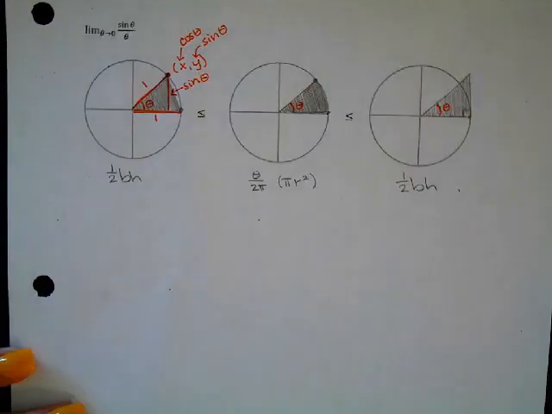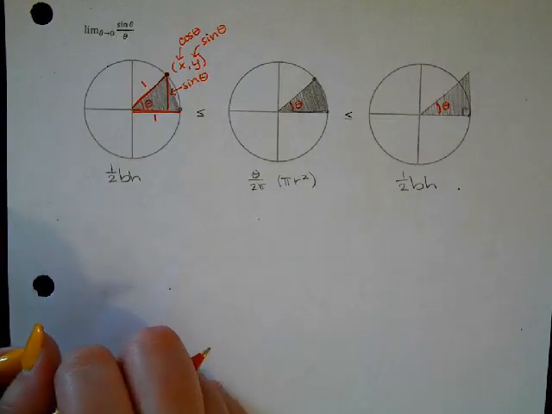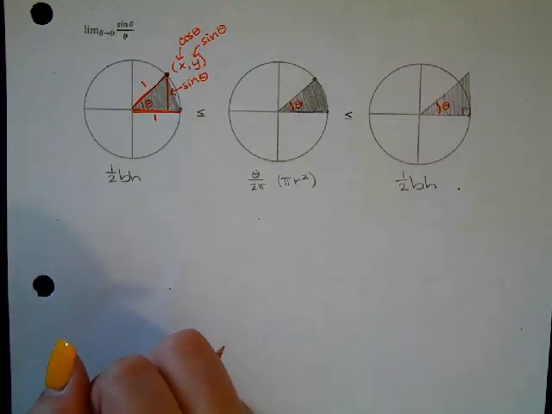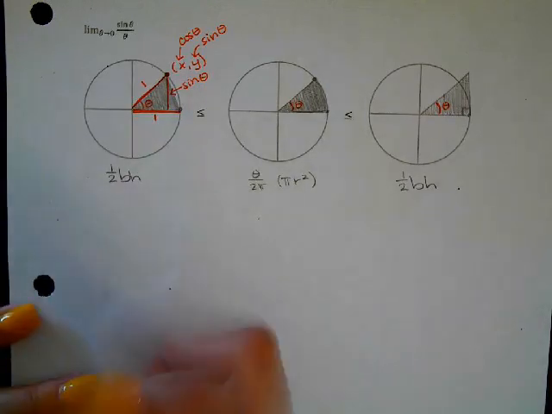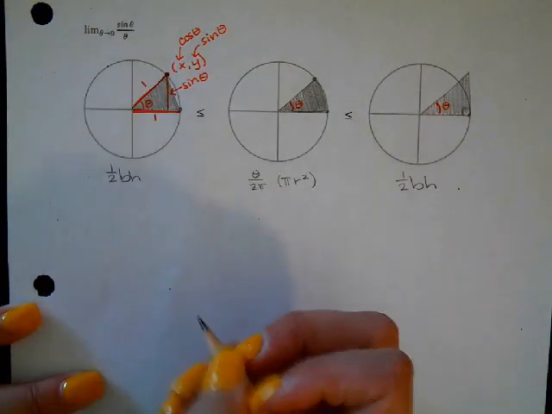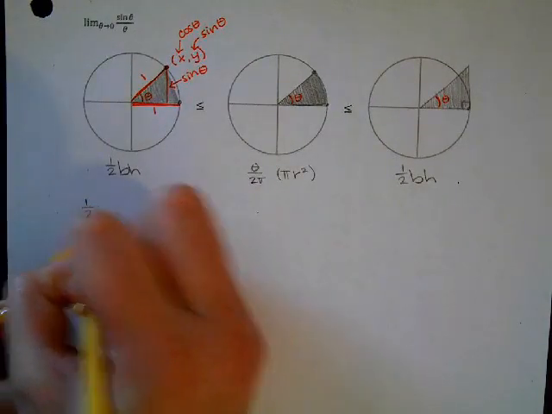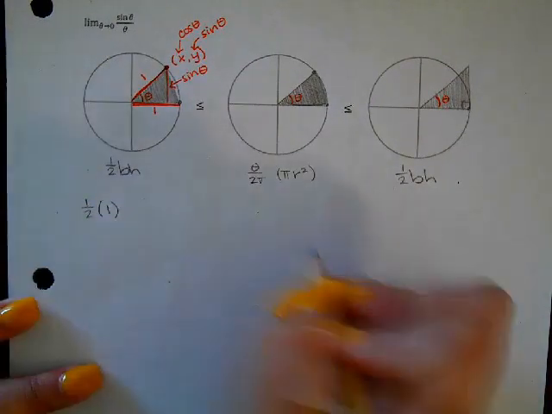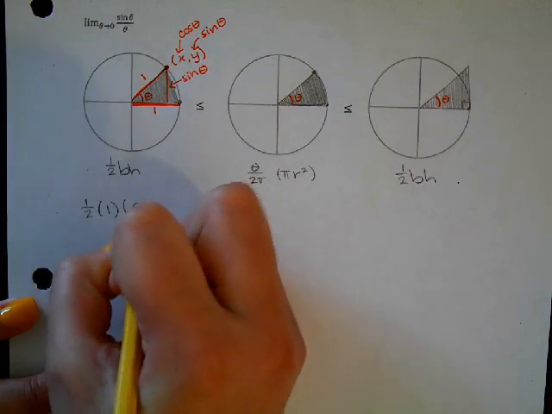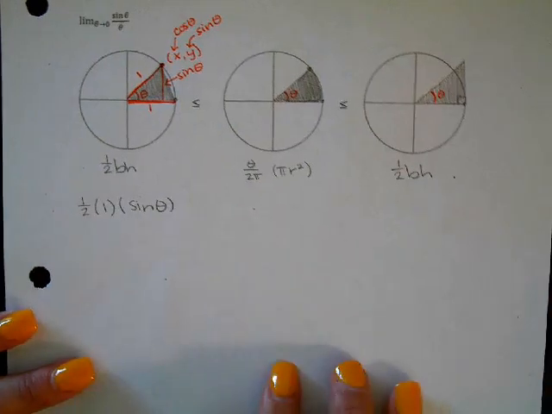Now, since we are doing this proof in the first quadrant, everything is going to be positive. Are we okay with that? Positive everything, so we just don't have to deal with negatives. All right, so I'm going to take this geometric picture and convert it into algebra. So I've got 1/2 times a base of 1 times the height of sine theta. Are we good? 1/2 base times height.